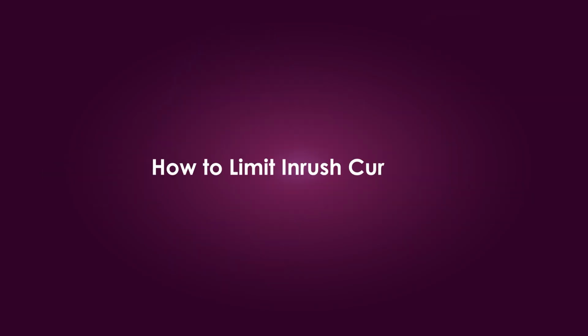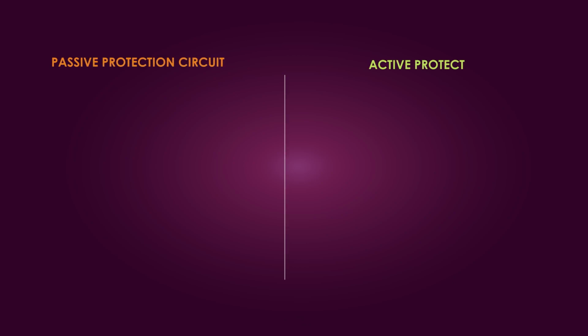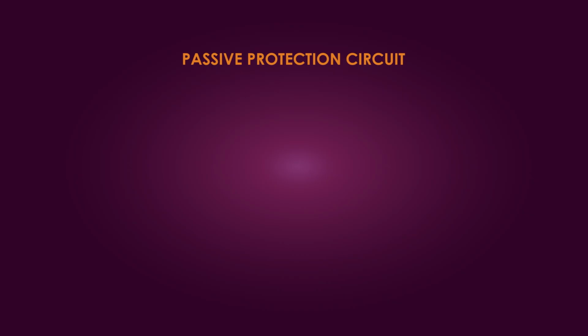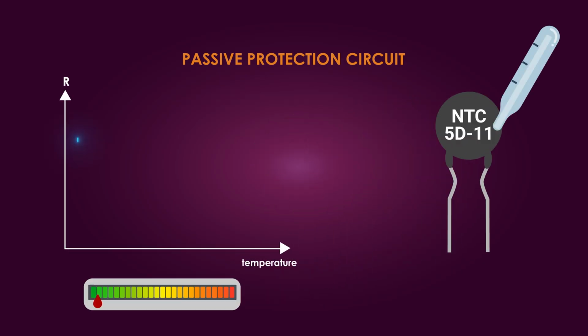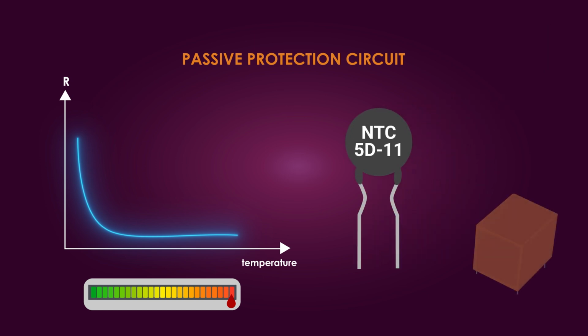So, how do we limit inrush current? There are basically two methods using which we can reduce this inrush current. One is passive protection and the other is an active protection circuit. In passive inrush current limit circuits, the most common example is the negative temperature coefficient thermistor. Its working is very simple. At room temperature, the thermistor has high resistance, so it limits the inrush current. As it heats up due to current flow, its resistance drops, allowing full current to pass during normal operation. In some systems, a relay or a MOSFET bypasses the thermistor once the startup phase is over, which improves efficiency.